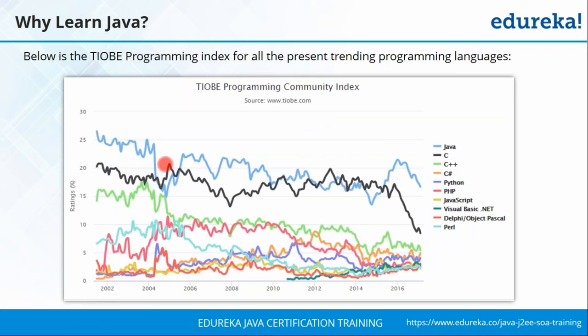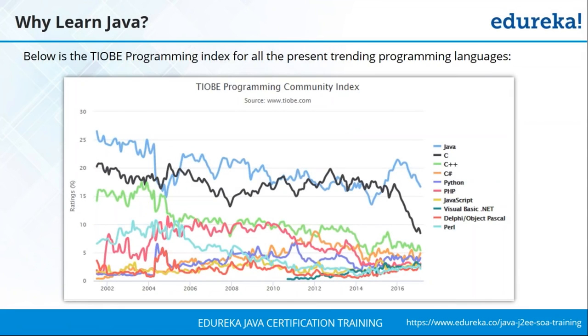So here you can see how Java has dominated this field from early 2000s till the present 2017 as such. You can see there is no close competitor to Java as well. This in itself should give you an idea of how popular Java is and how widely it is being used in the industry.